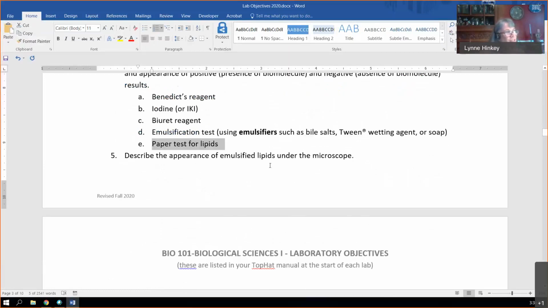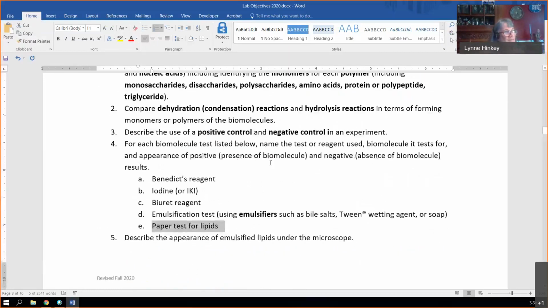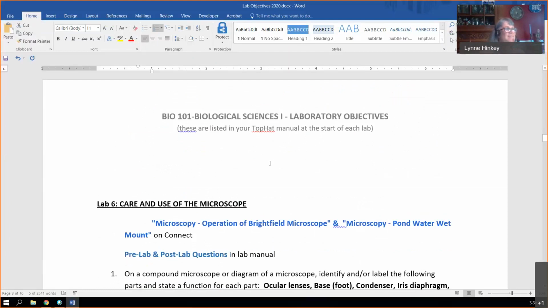Lab. Oh, you know what? I jumped. Oh, there we go. Wait, I jumped ahead. Where'd the microscope go? There's the microscope.